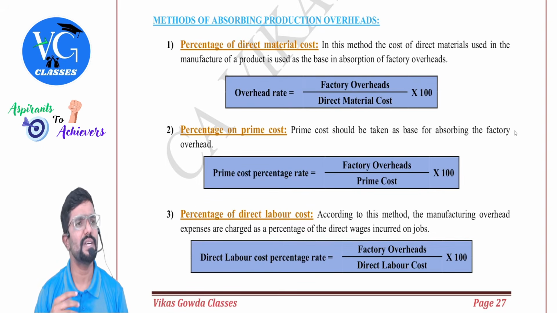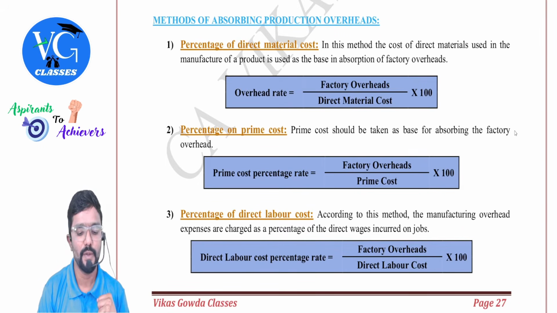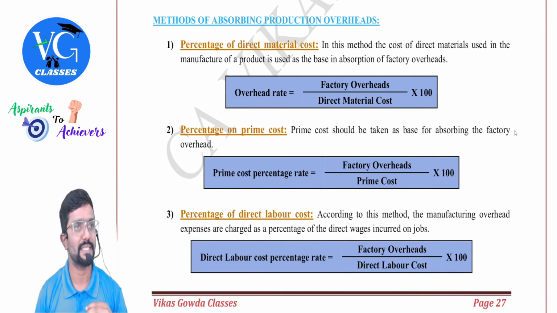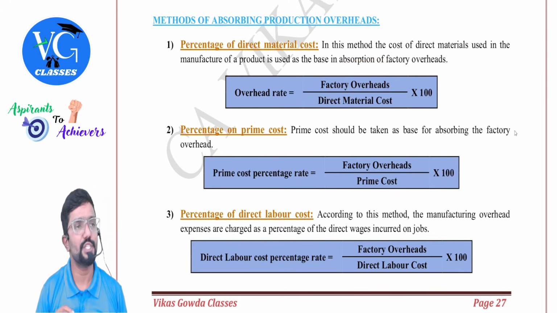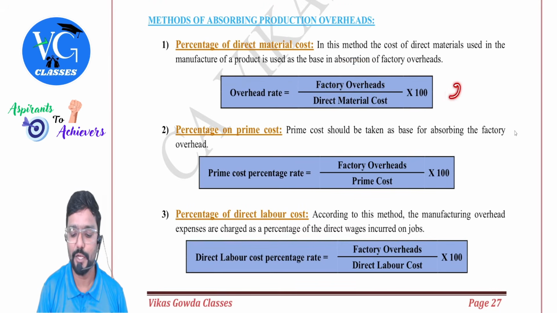So that is what we are seeing. How do we absorb the overheads? Based on certain percentages. Percentage of direct material cost. Here what do we do, sir? Factory overhead divided by material cost into 100. Assume, guys, we will get 20% here.